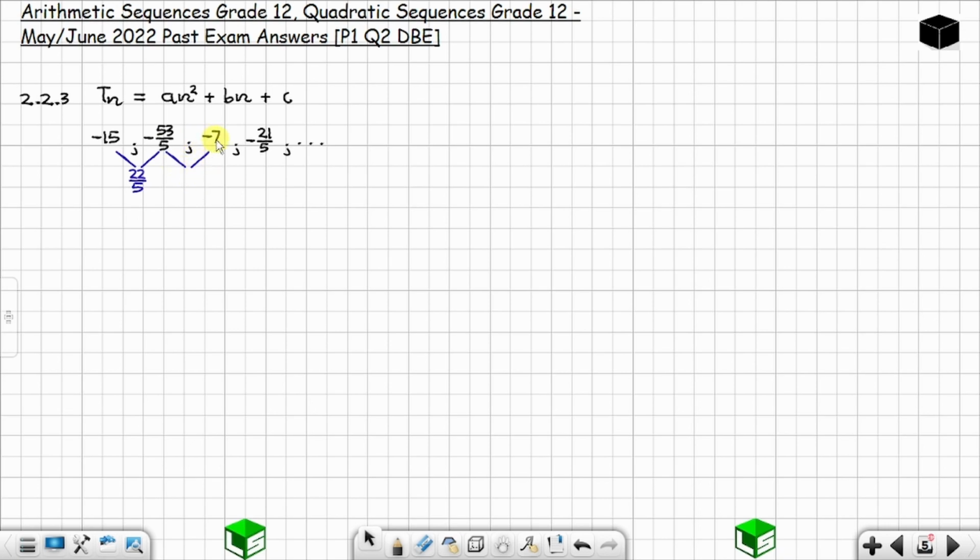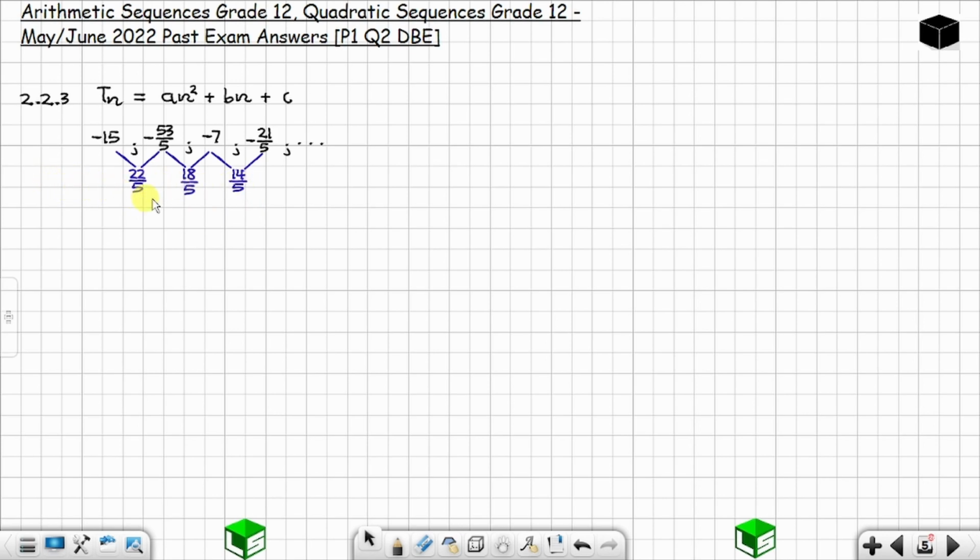When you take negative 7 minus 53 over 5, so you take the next term minus the previous term, you have negative 7, which is the next term, minus the previous term, which is negative 53 over 5. Negative 7 minus 53 over 5 is going to be equal to 18 over 5. You can check with your calculator. And what is the difference here? The difference here is going to be between negative 7 and negative 21 over 5. It's going to be 14 over 5. And so these are our first differences.